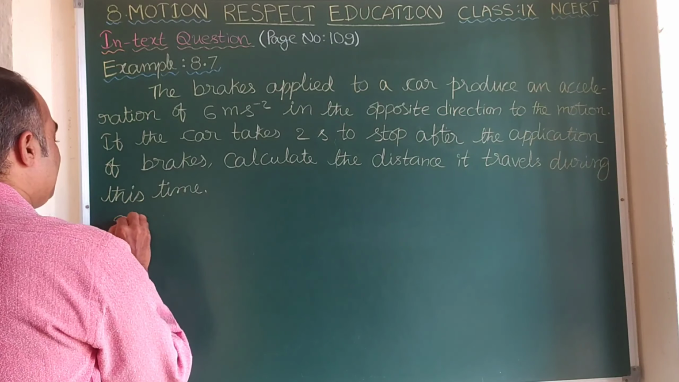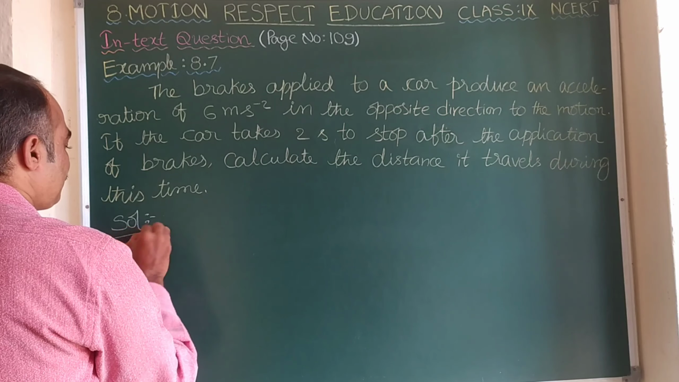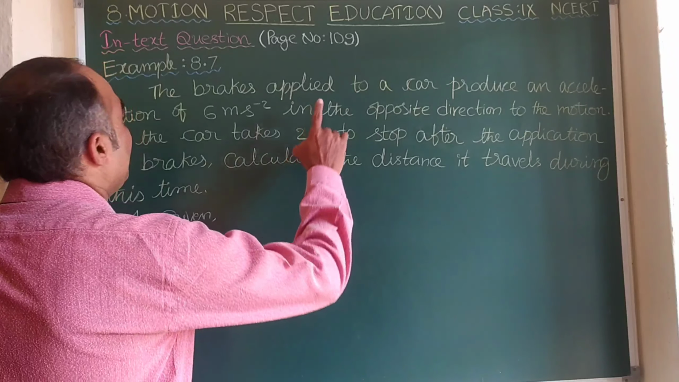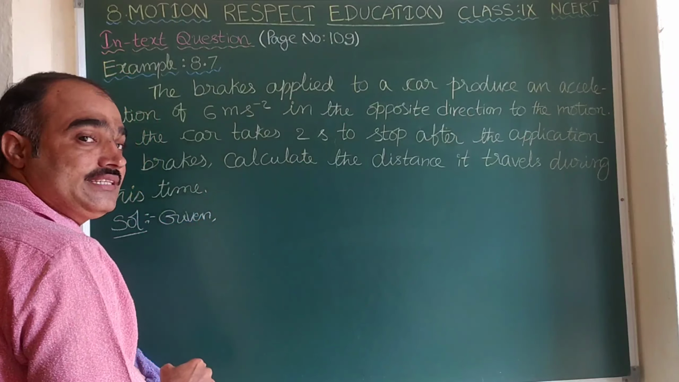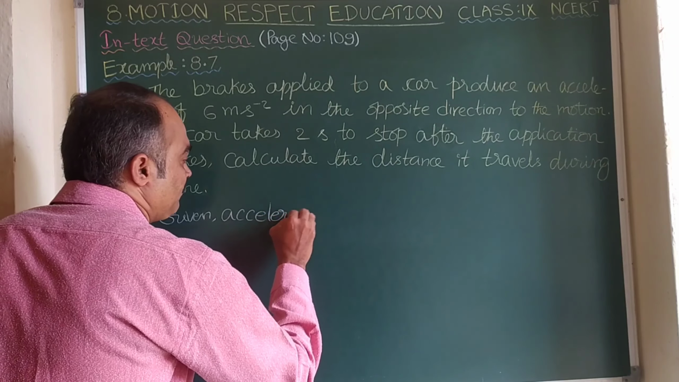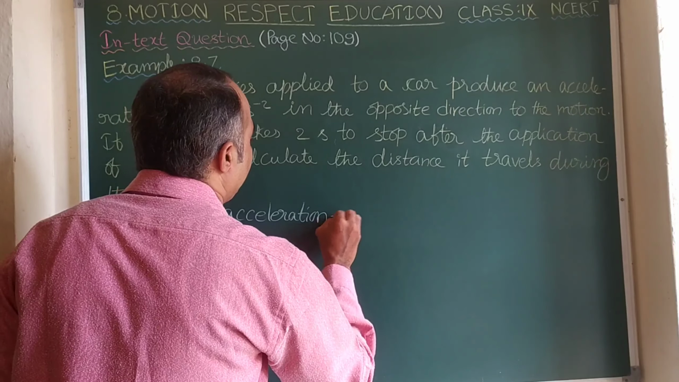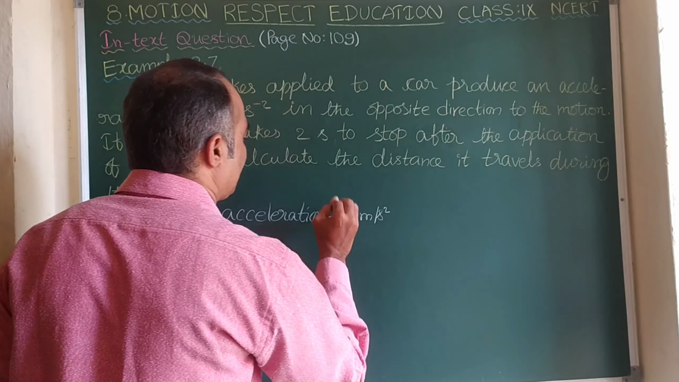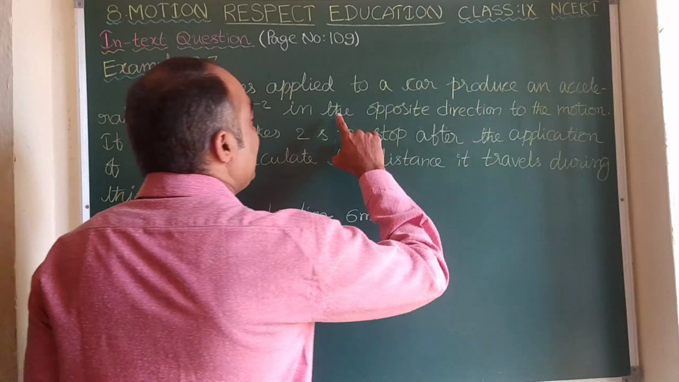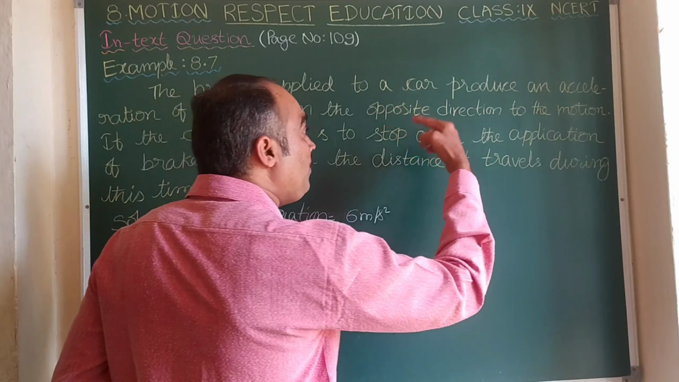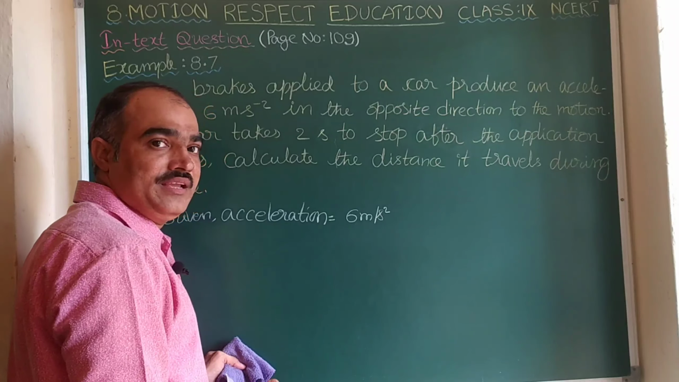Here let us write the given data. Let us read the question once again. The car produces an acceleration, denoted by a. Given: acceleration is 6 meter per second square. But here you observe this acceleration is in the opposite direction to the motion. That is the reason we need to take a negative.